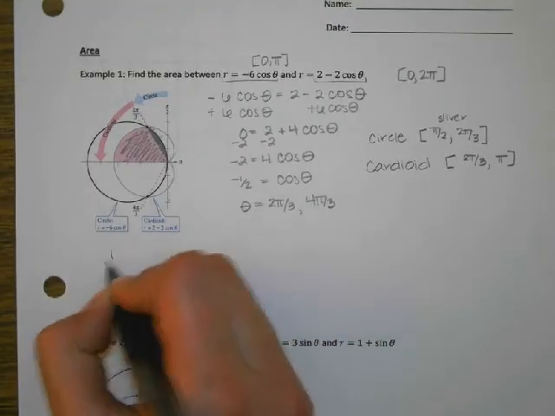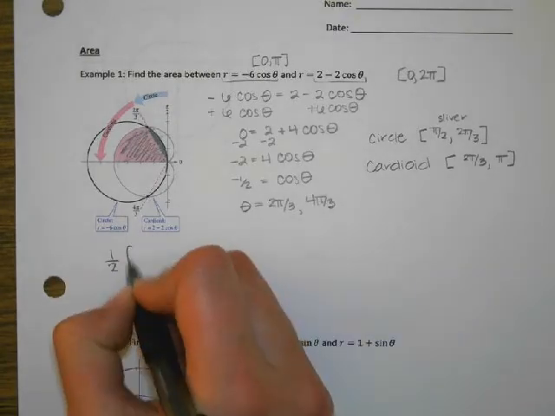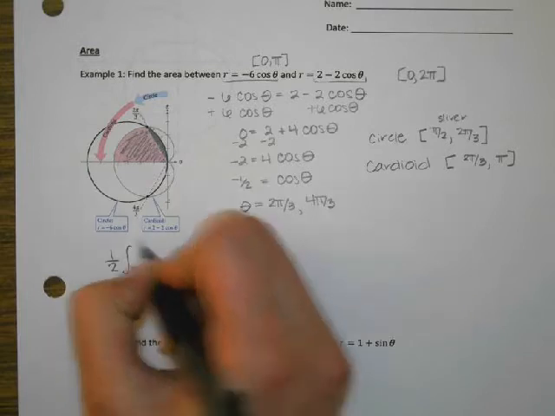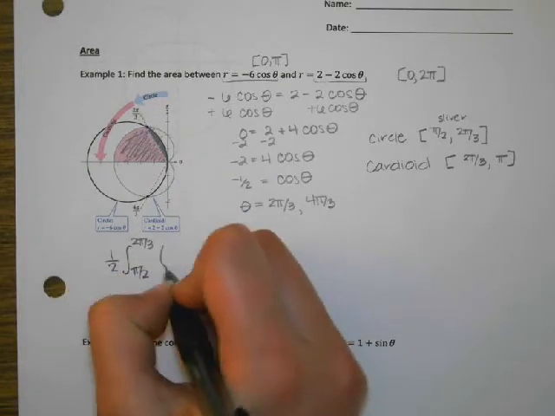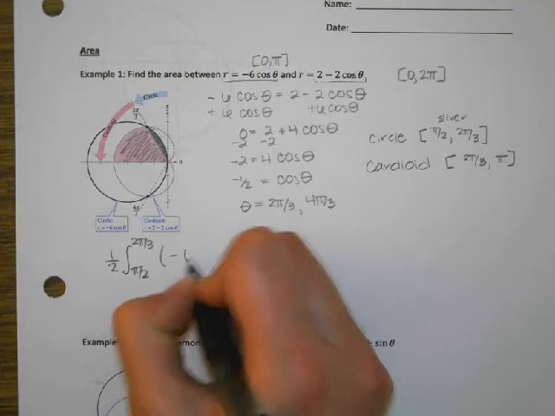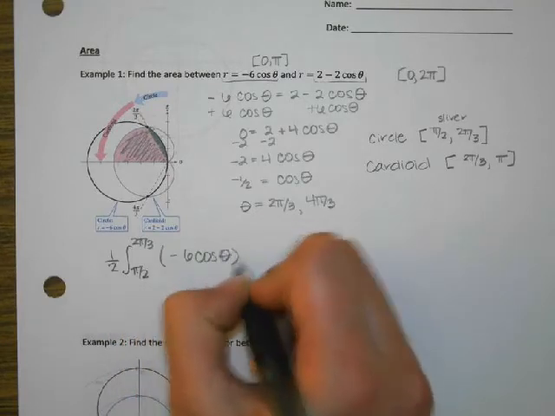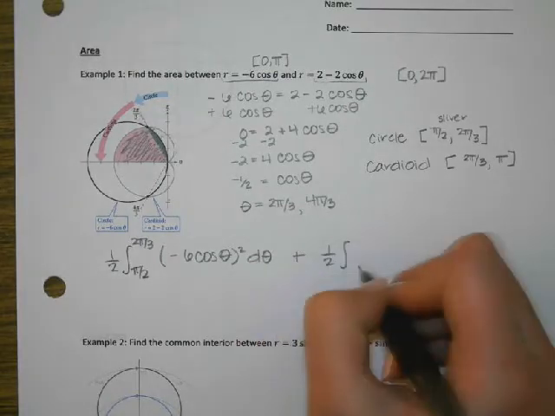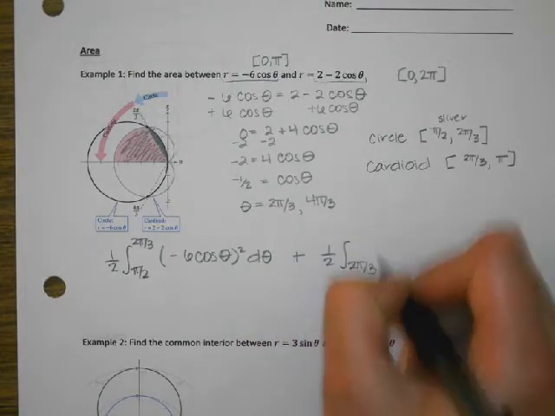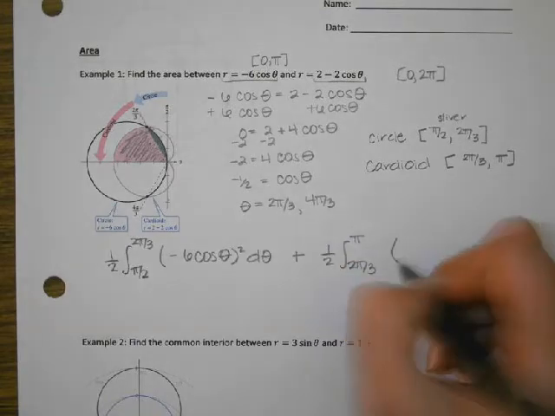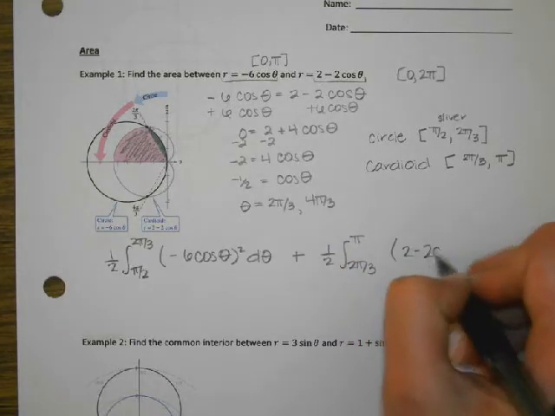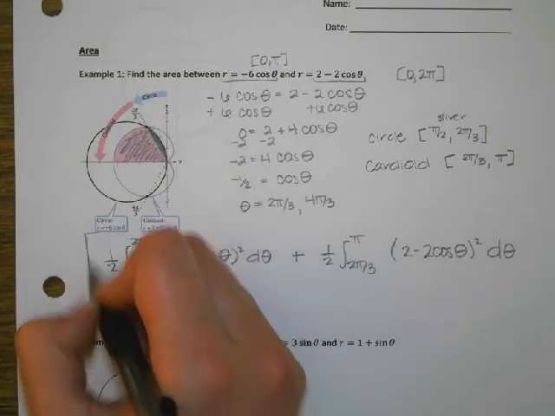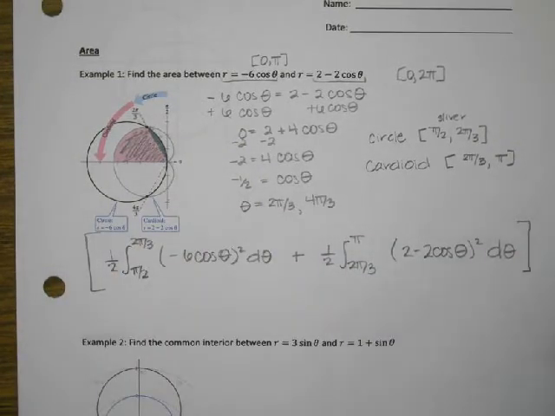So I'm going to say the area of the sliver, and that was from the circle, so we're going to put the circle in here, plus the cardioid. And I'm going to take this whole thing, the answer that I get from this, and multiply it by 2.